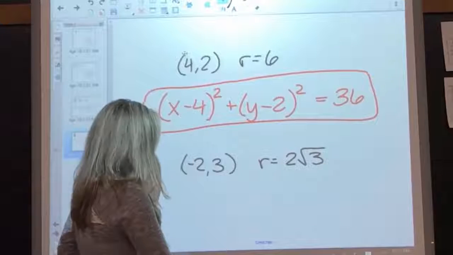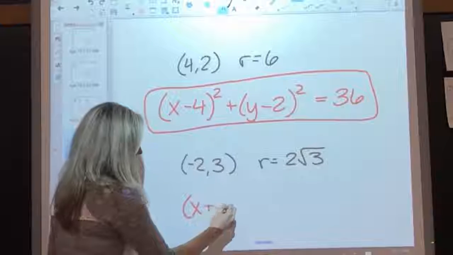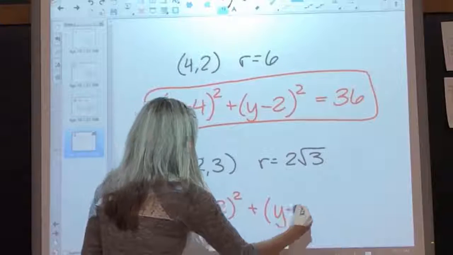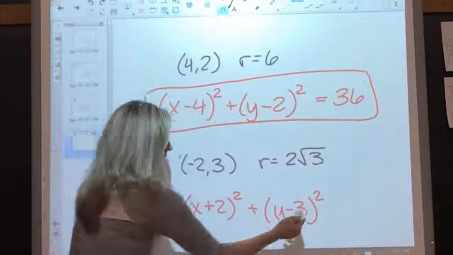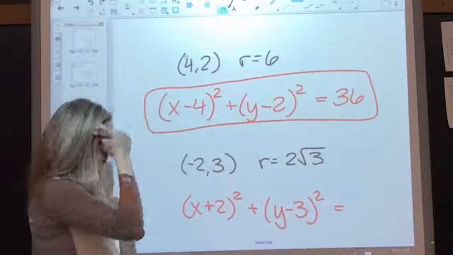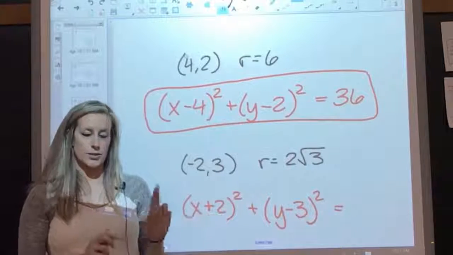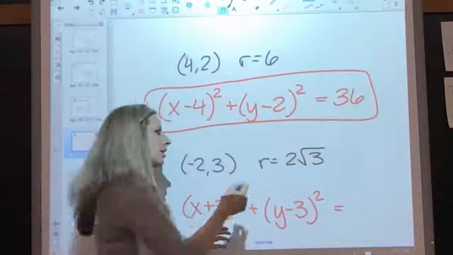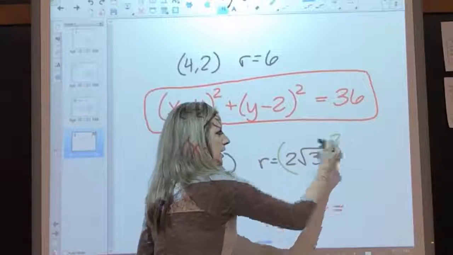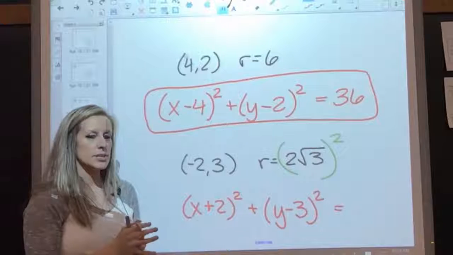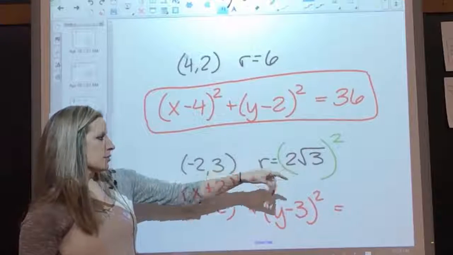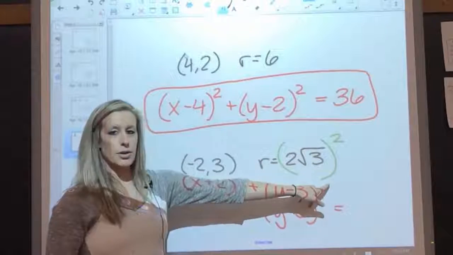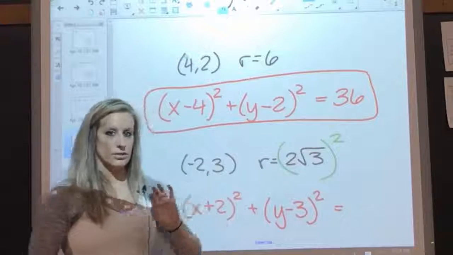Okay. So our equation would be x plus 2 squared, remember you do the opposite, plus y minus 3 squared equals the radius squared. Okay, now to do the radius squared, you can do it 2 different ways. You can put it in your calculator. Just make sure you put parentheses around it and then square it outside. And that might be the easiest way to do this. So punch in parentheses 2 square root of 3. Close your parentheses and put the squared outside, and it'll just tell you what the answer is.